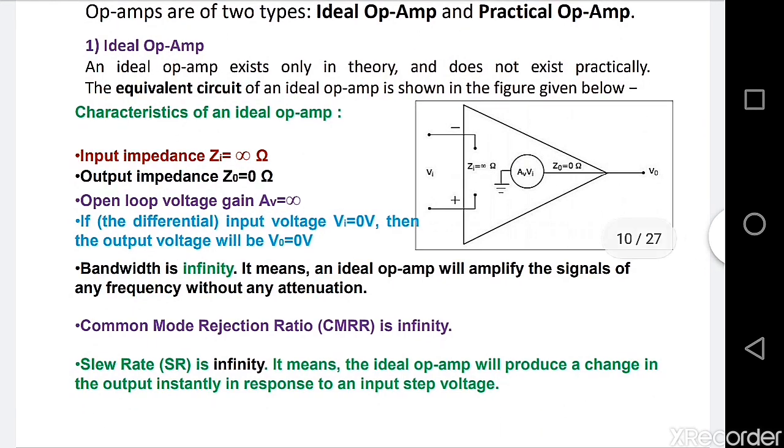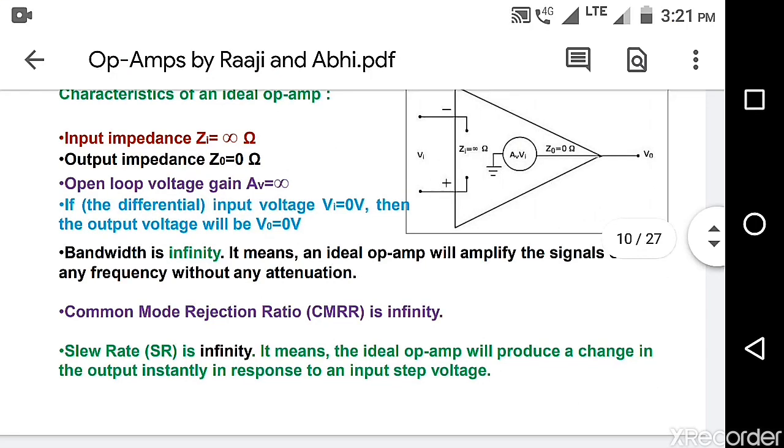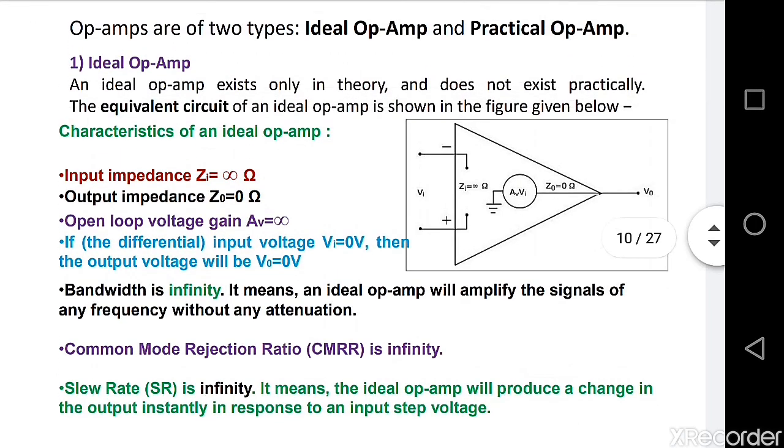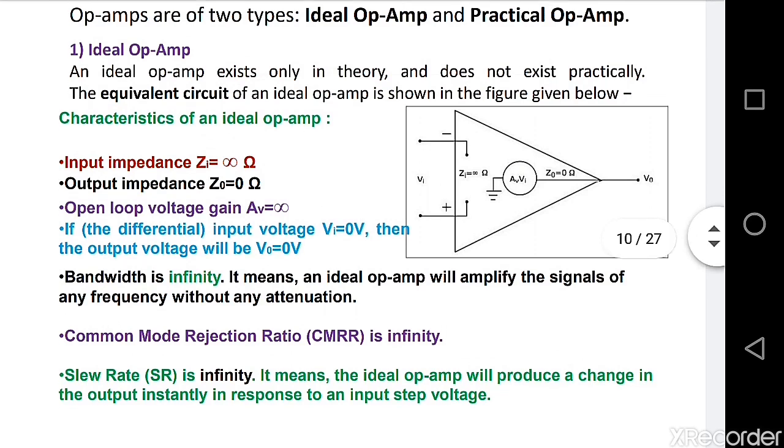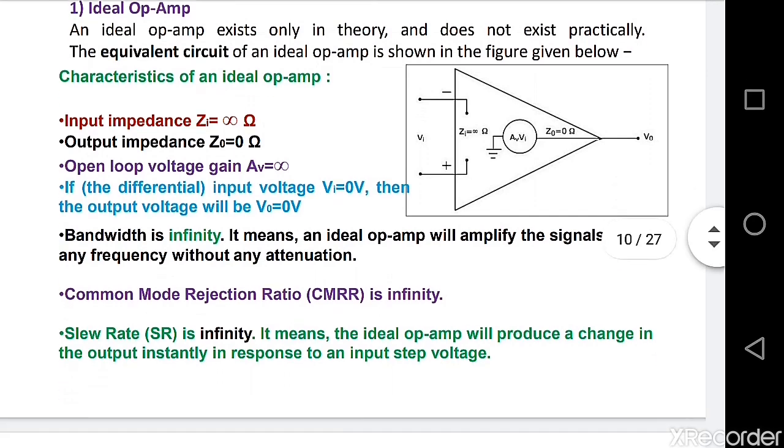The equivalent circuit of an ideal op-amp is shown in the figure given below. Now we will see the characteristics of an ideal op-amp. Input impedance is denoted by Zi, where Z is the impedance and i is the input. Input impedance is defined as the ratio of input voltage to the input current. In ideal op-amp it will be infinity.